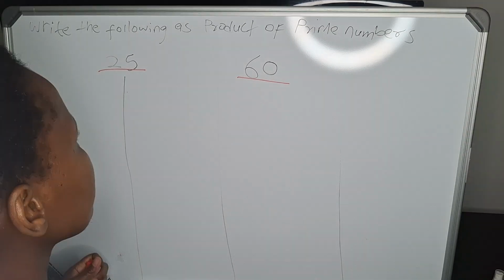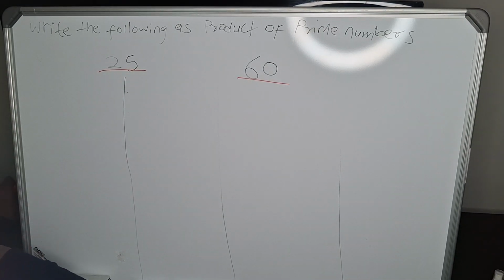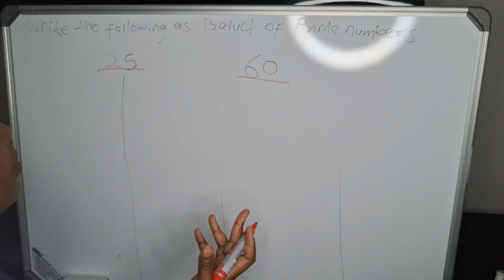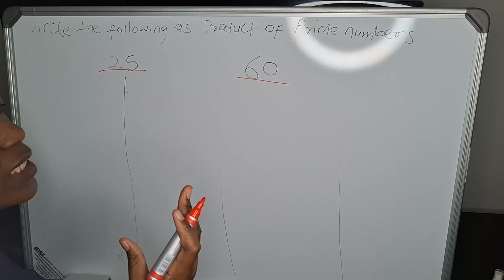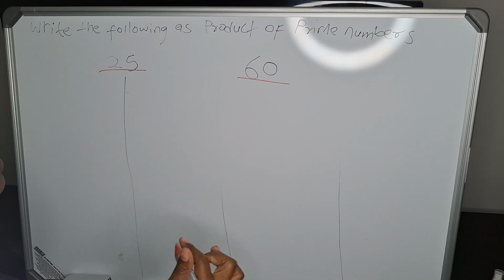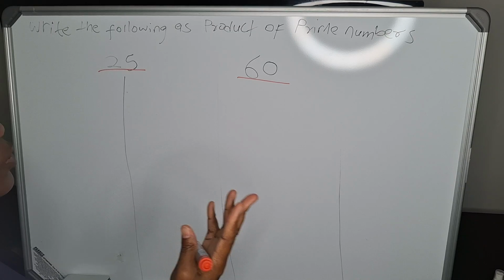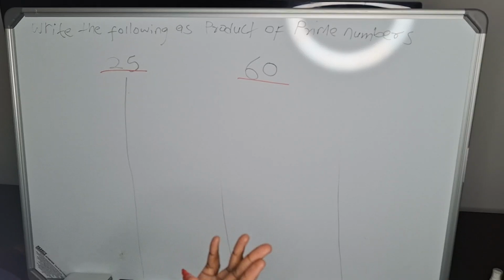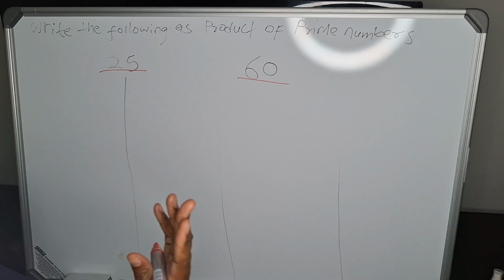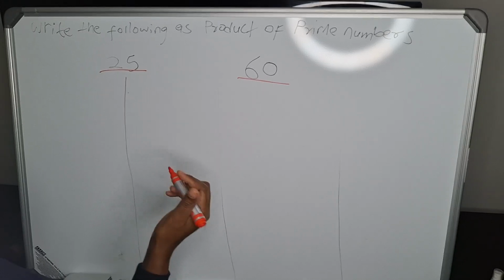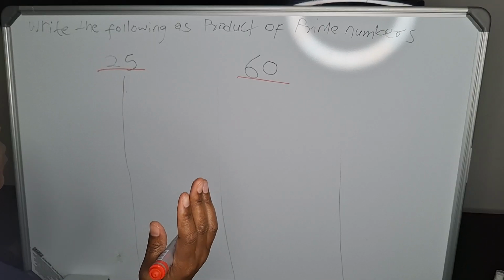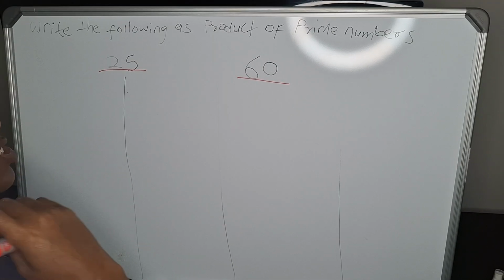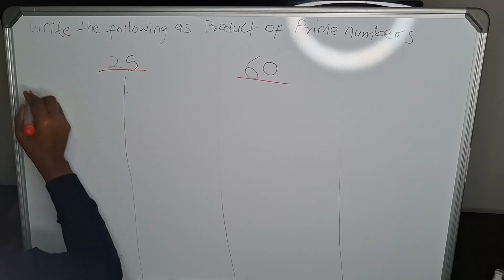Good evening. So today's question is, write the following numbers as the product of prime numbers. When you are writing a number as a product of prime numbers, there are two methods that we use, and I'm going to explain the two of them. You're going to choose the one that makes more sense to you or is easier and understandable for you. One method is to use the ladder method, and the other method is to use the tree method. I'm going to start with the ladder method.